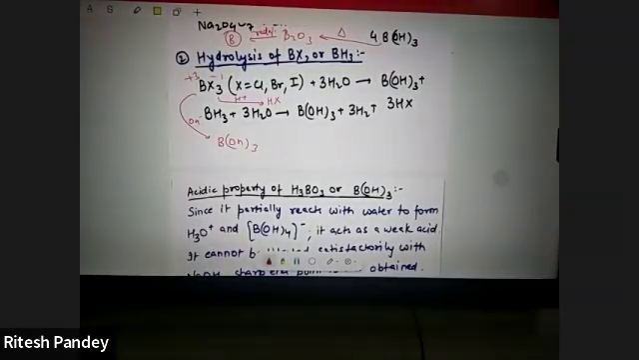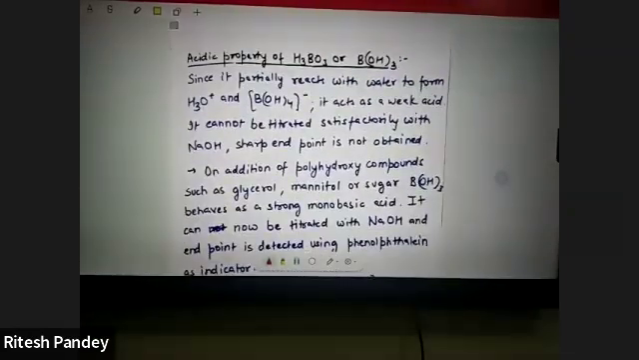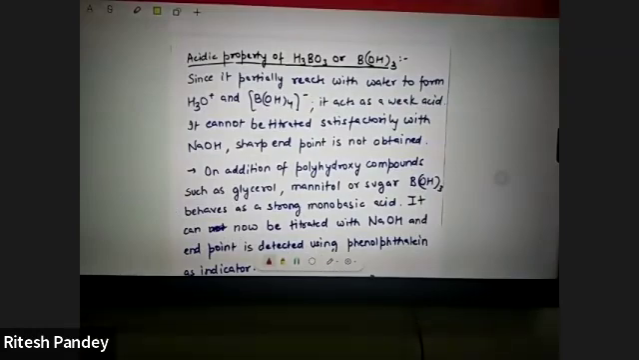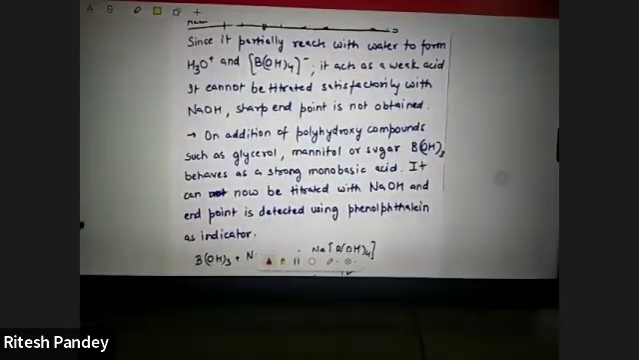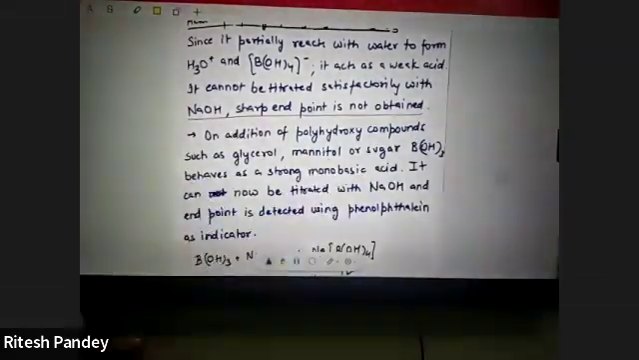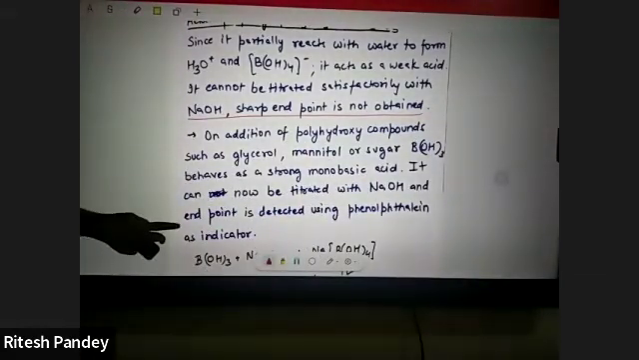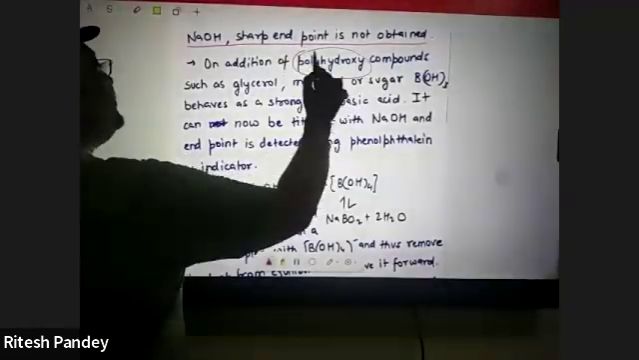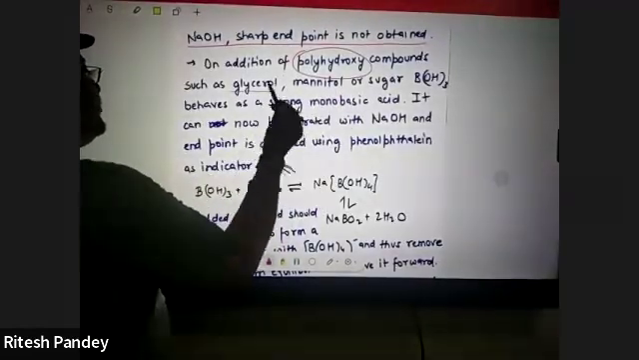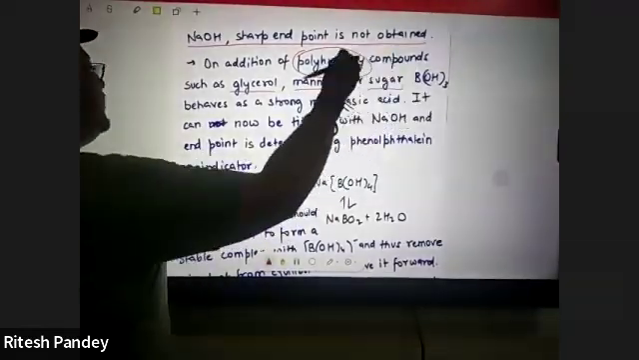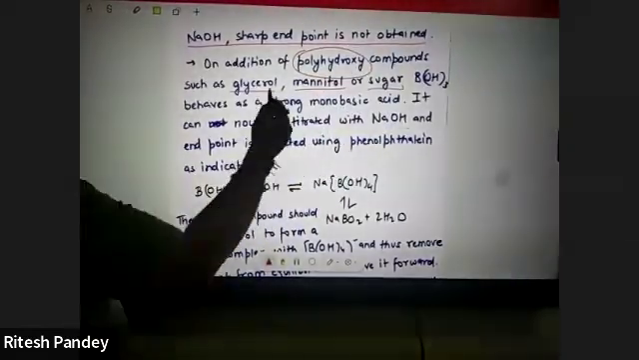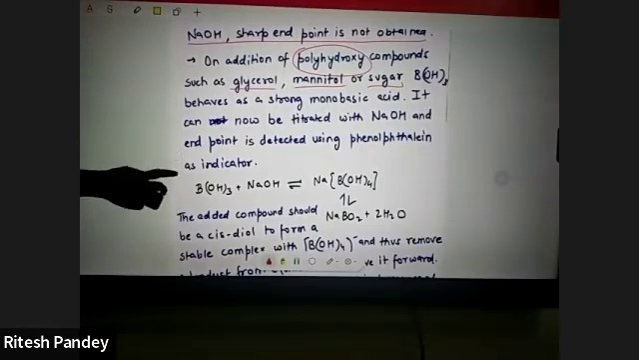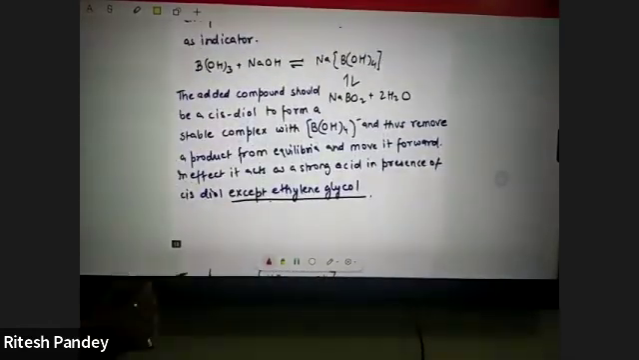So, things I've told you in the past: the acidic property of boric acid, since it partially reacts with water. I've had enough time during that corona period, and I could write it down in a little more detailed manner. A sharp endpoint is not obtained. It's acting as a weak acid. But you can shift this equilibrium forward by adding a polyhydroxy compound. Polyhydroxy means having multiple OH groups. Glycerol is the simplest example. Mannitol or sugar, from carbohydrates. So all polyhydroxy compounds, except ethylene glycol. It needs to be a cis diol.